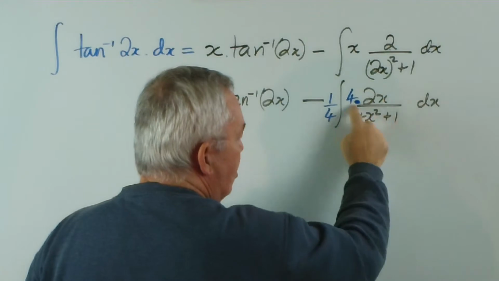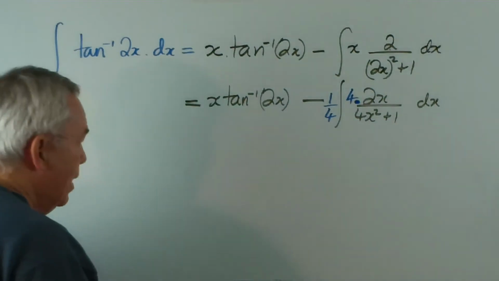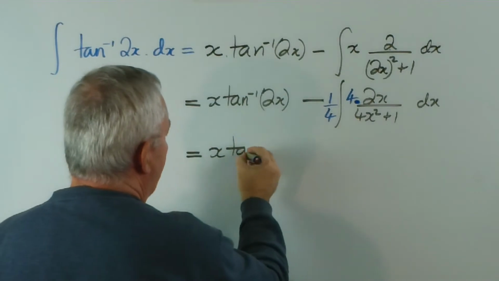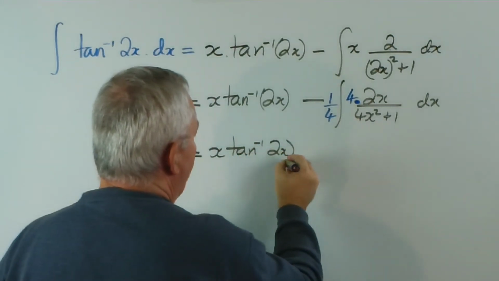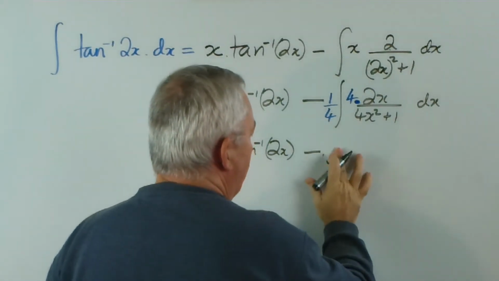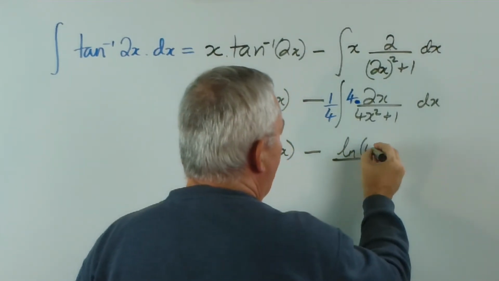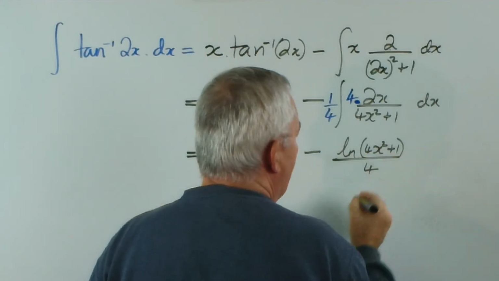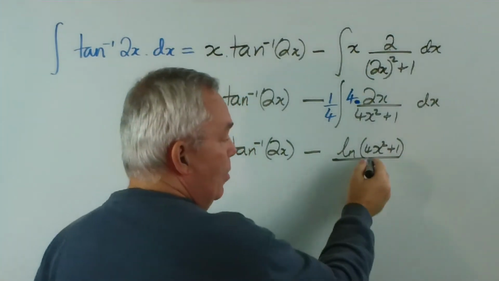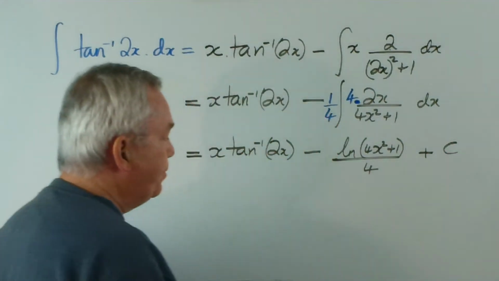So this now is 8x, which is the exact derivative of that. We have ourselves a structure that gives a logarithmic function. So let's integrate. And we get x inverse tan of 2x minus 1/4. Actually, I'm going to write the 4 underneath, of the logarithm of 4x squared plus 1. In this case, I did not bother using the absolute value sign, simply because 4x squared plus 1 can never be negative. So it's rather redundant.